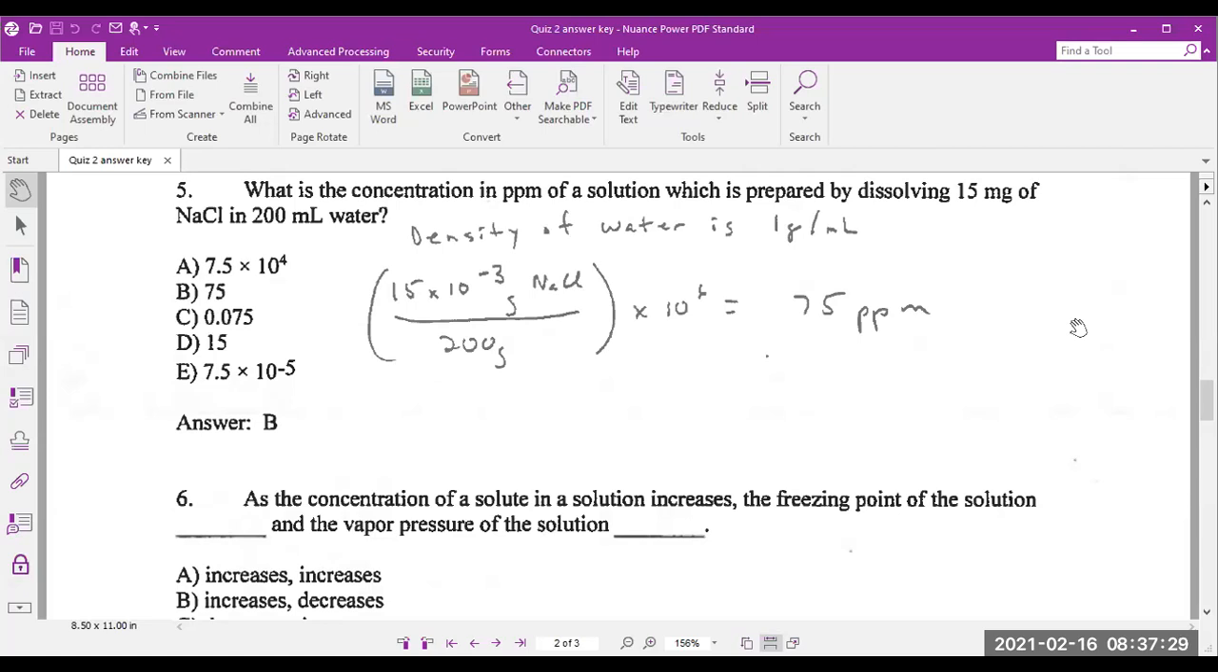Density of water is 1 gram per mil, and so the total weight for 200 mils is 200 grams. So now I have the answer set up in grams per gram, which is what I want. If it was percent, I'd multiply by 100. If it's parts per billion, it would be times 10 to the 9th. The answer needed to be expressed in parts per million, and that's 10 to the 6th. So I multiply that answer by 10 to the 6th and get a value of 75 parts per million.